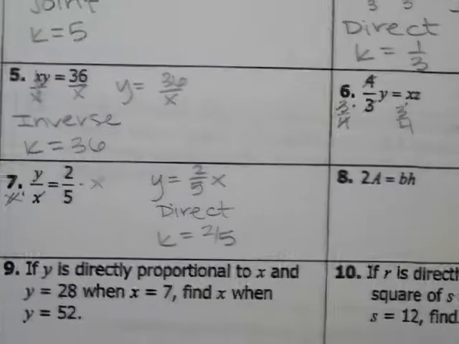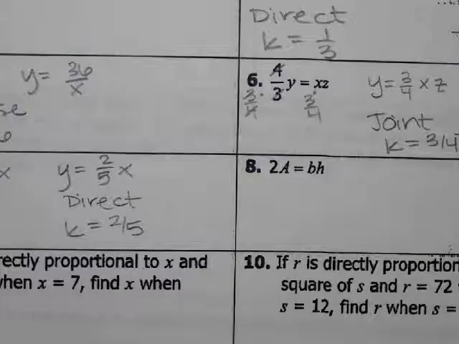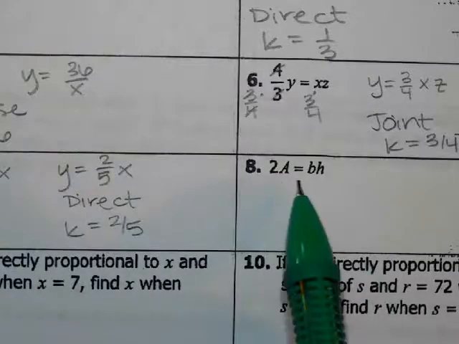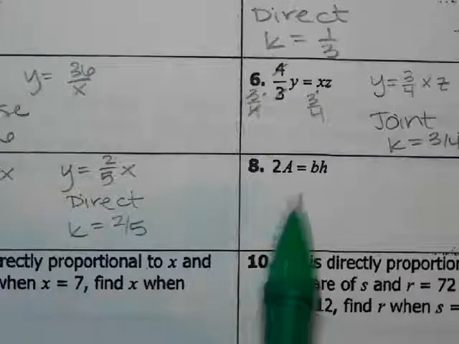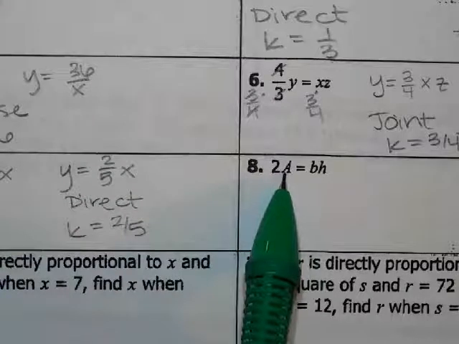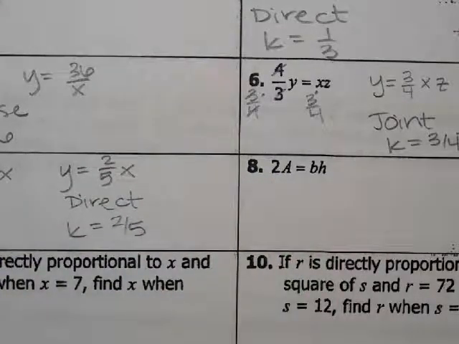Number 8 says 2a equals b times h. Can you tell which letter is probably like the y? The a. Can you recognize what this is getting at? What formula is this kind of like? Triangle, area of a triangle. Okay. So what if the a is kind of like the y, and this is kind of getting at the area of a triangle, what should we do to make this formula correct? Divide by 2.